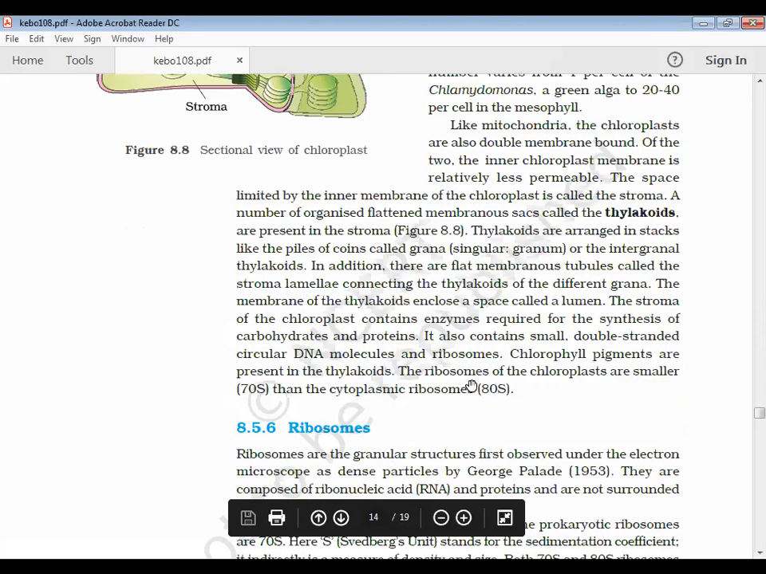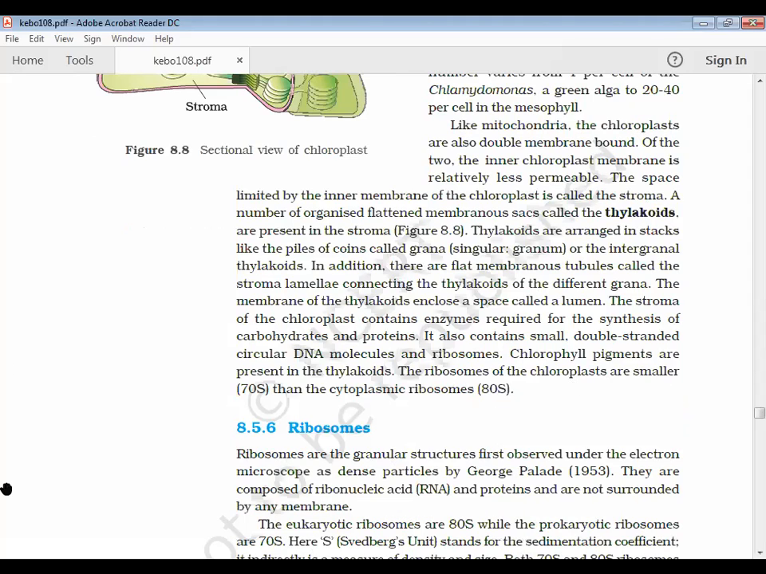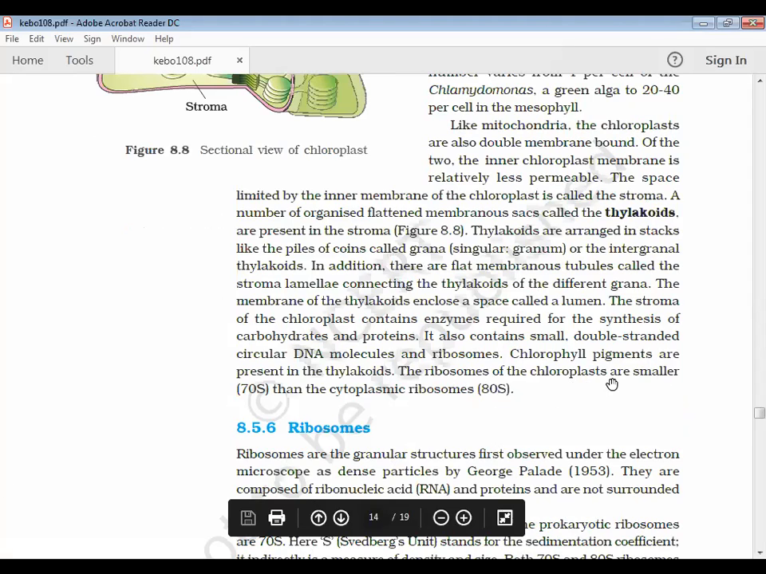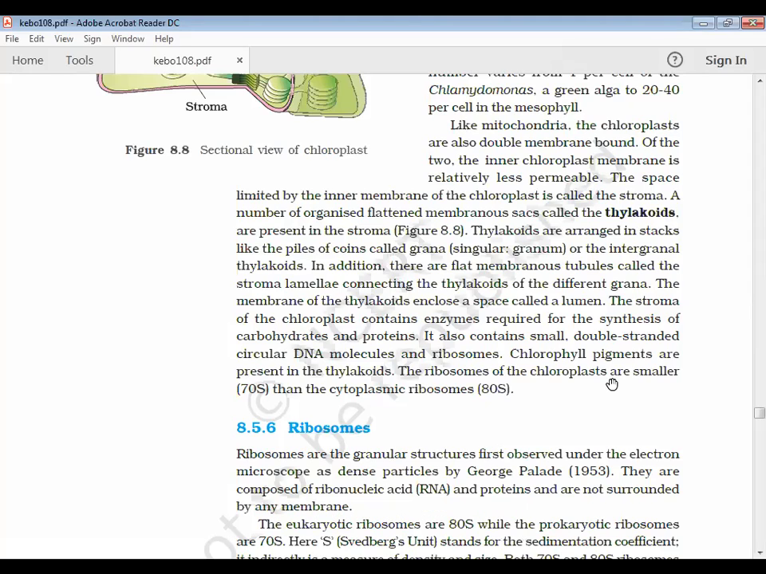The ribosomes of the chloroplasts are smaller than the cytoplasmic ribosomes. The ribosomes of the chloroplast are 70S, while the cytoplasmic ribosomes are 80S.